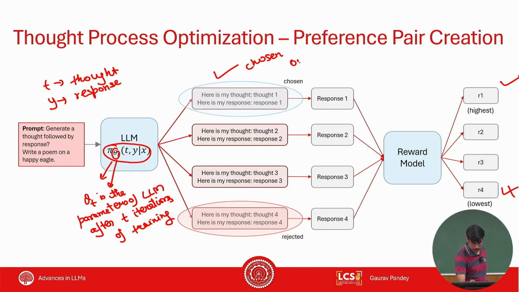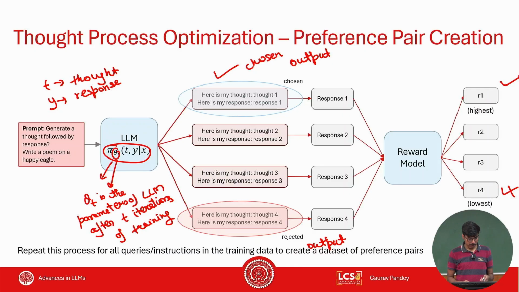and this is your rejected output, on which you will train. So we'll train on this entire thing. Here's my thought. Here's my response. And you collect these preference pairs for the entire data set of prompts, and you get a huge set of preference pairs for training.